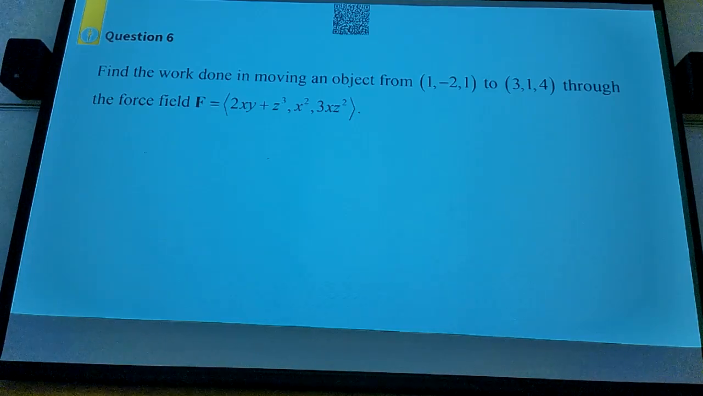Finish with the line integral. Find work done moving the object from (1, -2, 1) to (3, 1, 4) through the given force field.